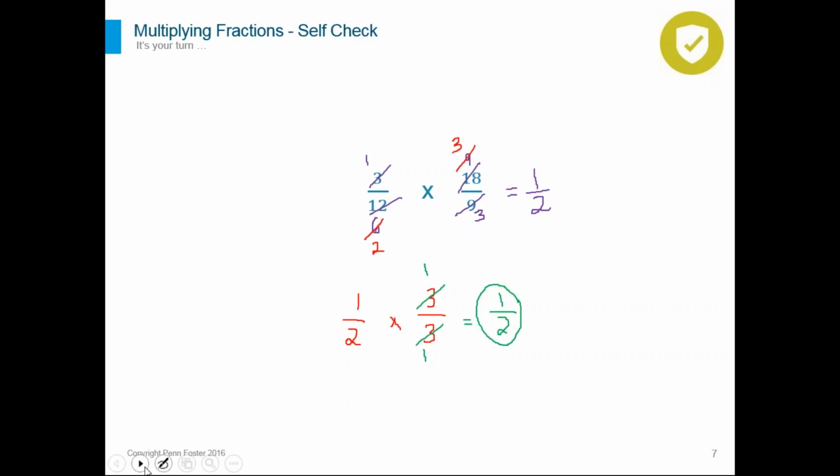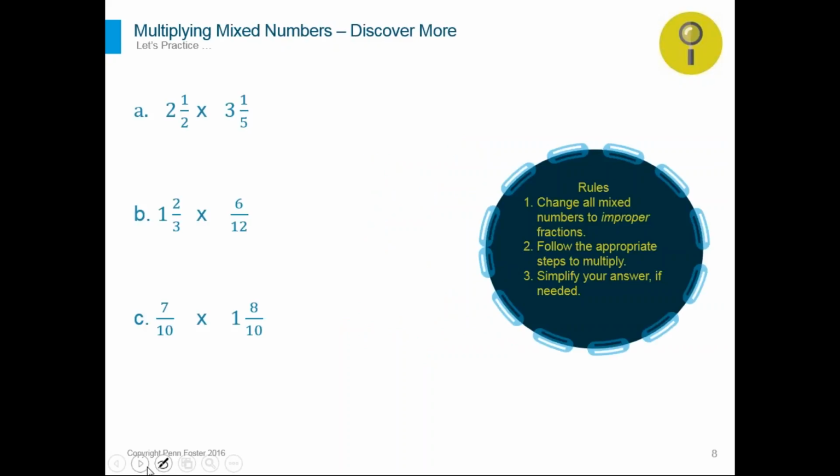Okay, let's proceed to the next section. What if we have two mixed numbers that we need to multiply? What to do? First I'm going to start with what we are not going to do. We are not going to multiply 2 times 3 and then do the cancellation method if possible, and then multiply the numerators and the denominators. We're not going to do that. The way we're going to do it is first we need to prepare our question. So we need to switch each mixed number to its improper form.